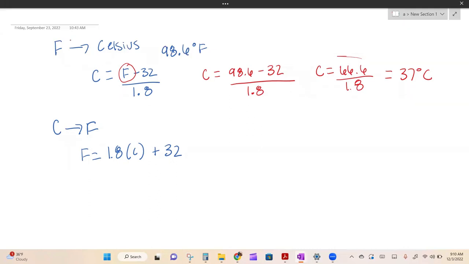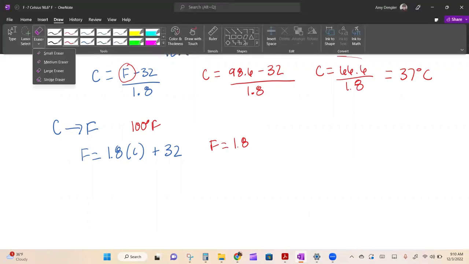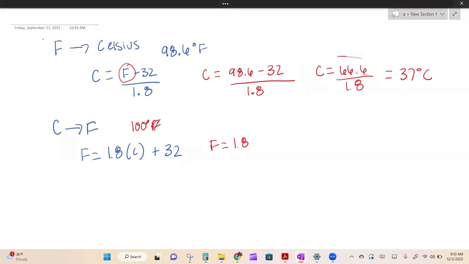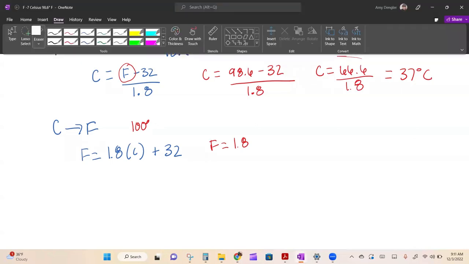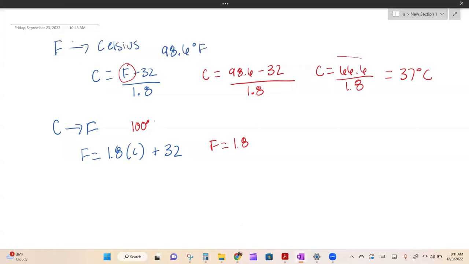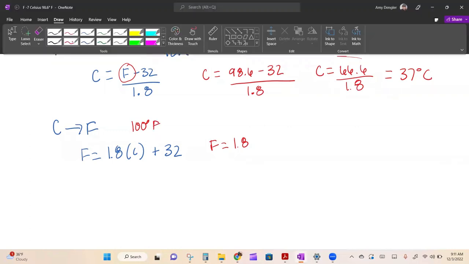Okay, so we're going to do 100 degrees Fahrenheit. So now I'm just going to rewrite it, plugging in. Sorry, we're going from 100 degrees Celsius. I didn't mean to say that. Oh my gosh, I just did it again.